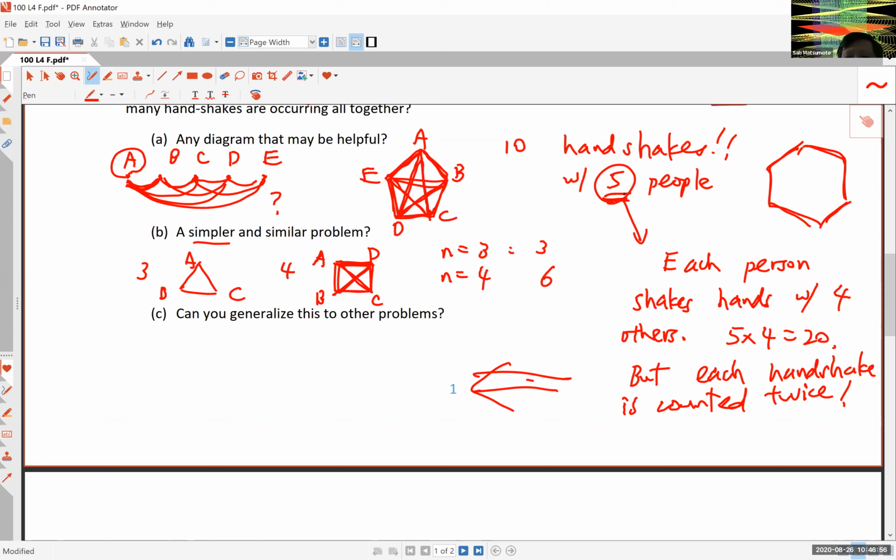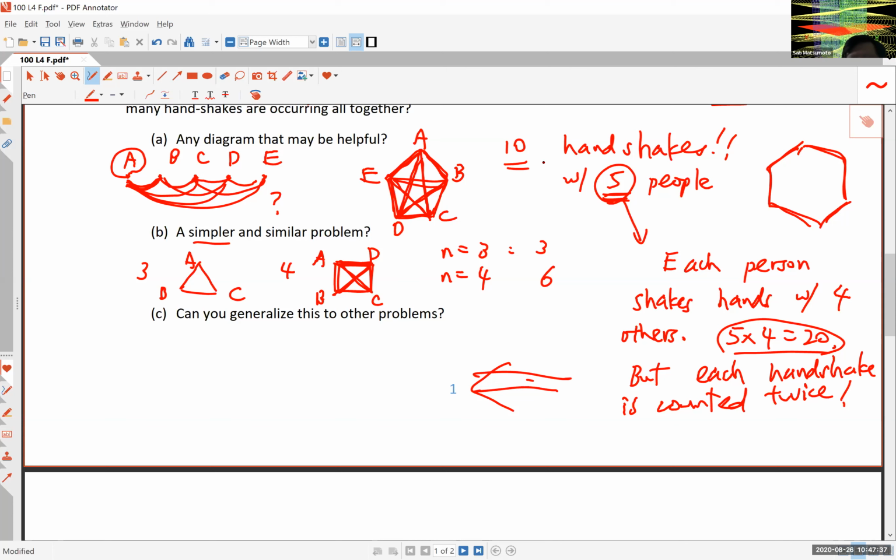So if you start with 5, which is your n, then each of the n people shakes hands with n-1 others. That's why you get 20, 5 times 4, because each of these 5 people shakes 4 other hands. But then you realize, A has shaken hands with B, but B is also shaking hands with A. You counted every handshake twice, because A shaking hands with B is the same as B shaking hands with A. Remember, each pair of people shake hands exactly once. So this is too many. We counted every handshake twice. So then you divide that by 2, and that's how we got 10.